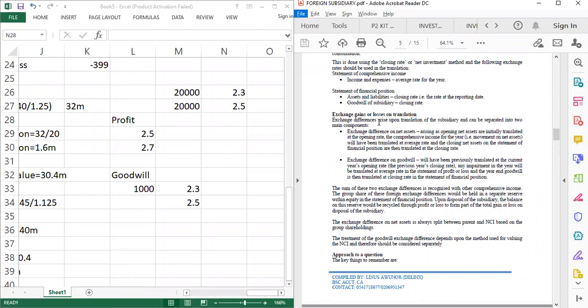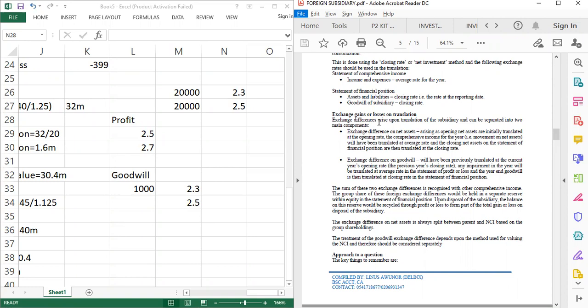Exchange difference on goodwill will have been previously translated at the current year's opening rate, the previous year's closing rate, and any impairment in the year will be translated at average rate in the statement of profit or loss, and the year-end goodwill is then translated at the closing rate in the statement of financial position.